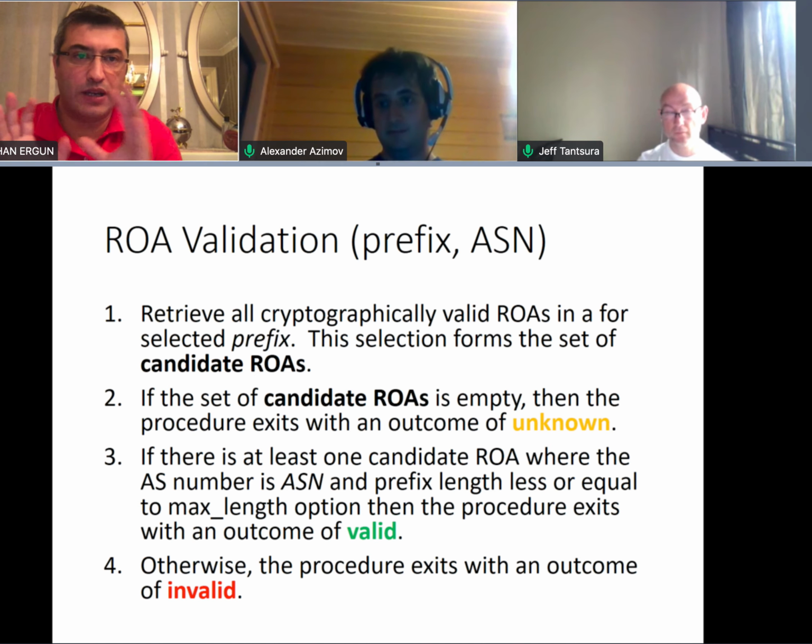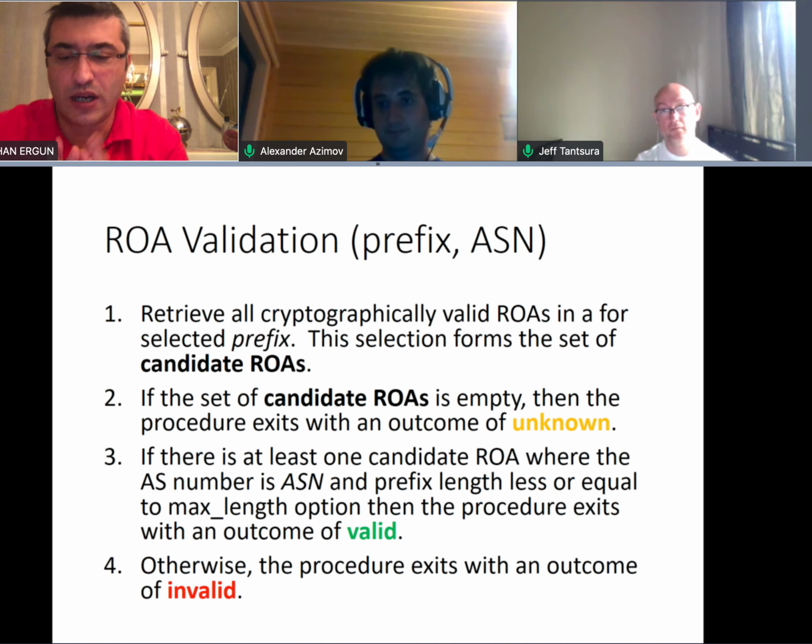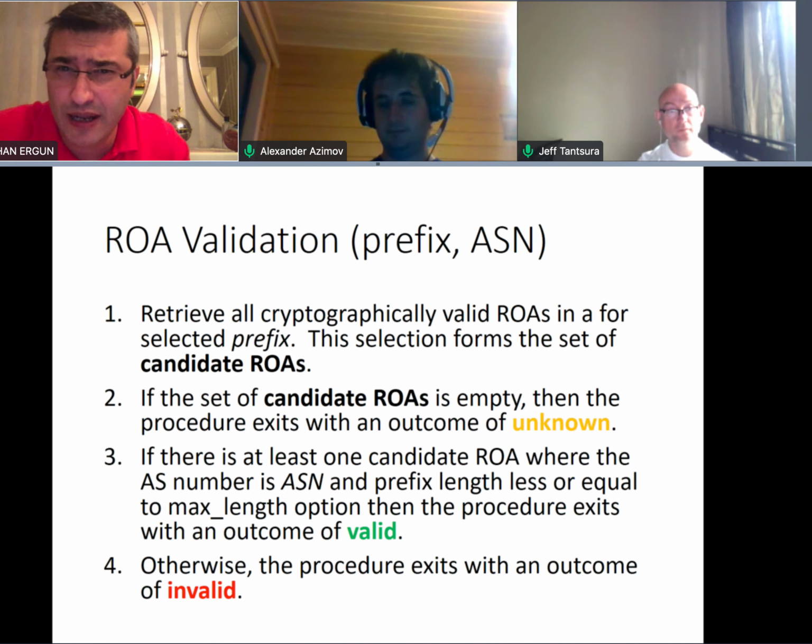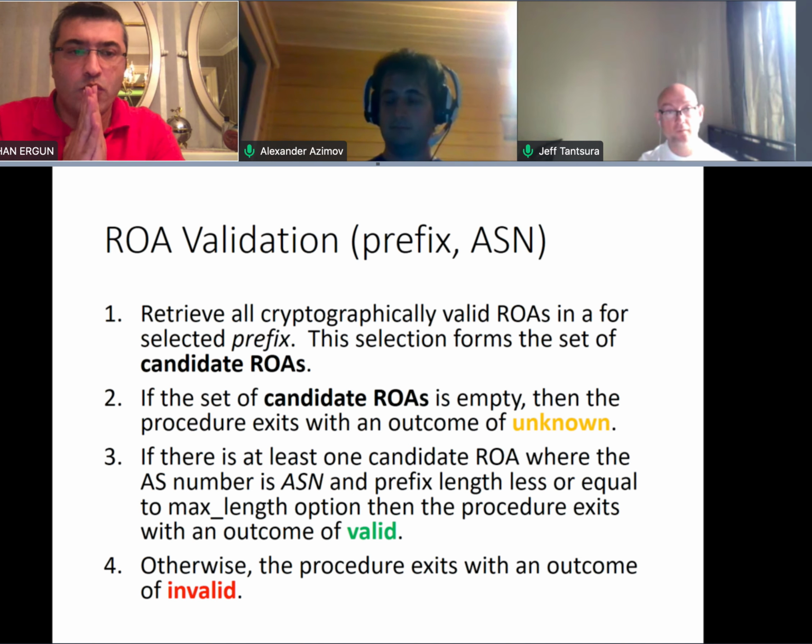So far, by the way, for those who are not familiar with RPKI, let me very quickly summarize what's happening. Basically, for the IRR, a big amount, probably around 50 to 60% of the prefixes in the default-free zone are covered. But when it comes to RPKI, we are at the moment at around 7-8% of the prefixes.